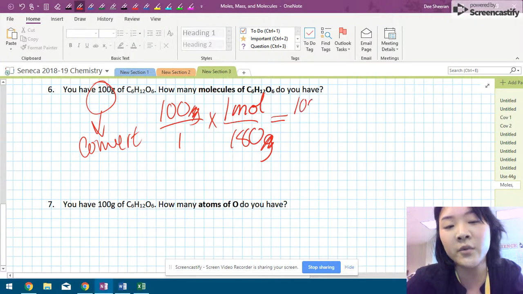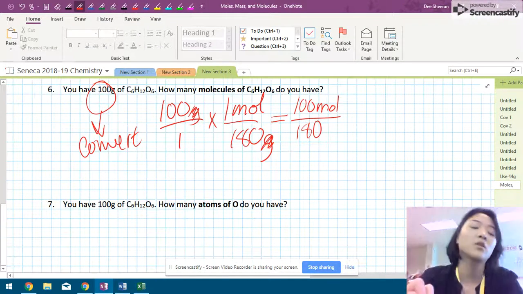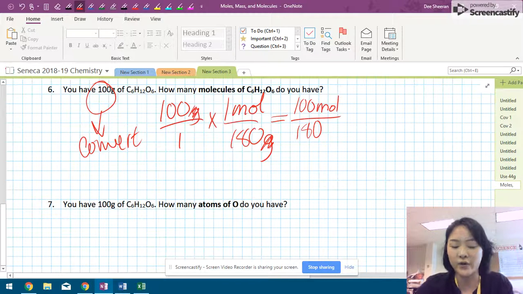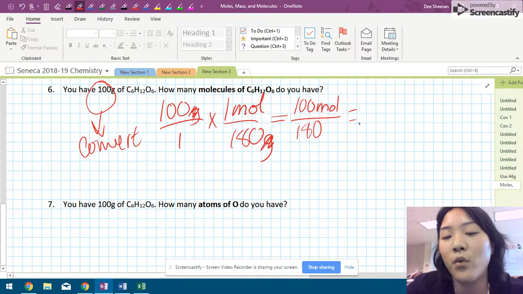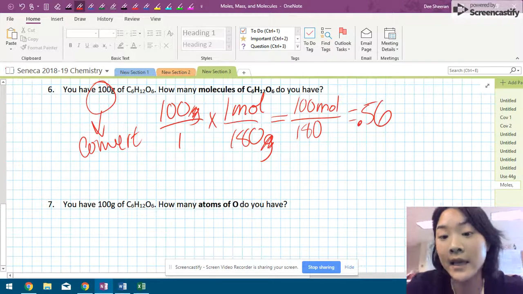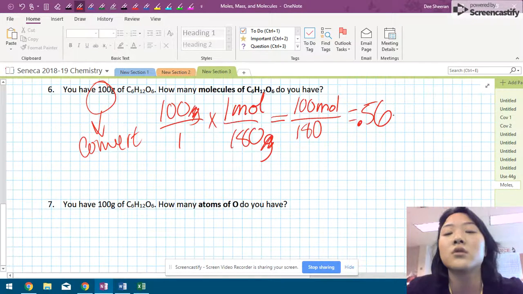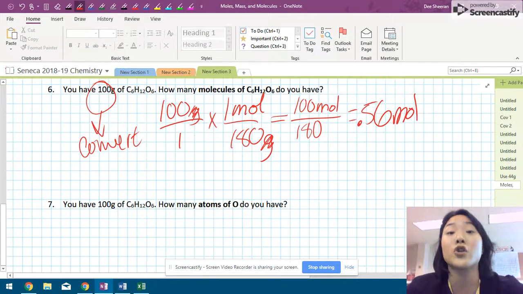And so your answer is going to be 100 moles over 180, or 100 over 180 moles. Just put it in your calculator. I highly recommend doing this to get your decimal. So 100 divided by 180 should be roughly a little more than half. Yep. Equals 0.56 moles. So we are not done.